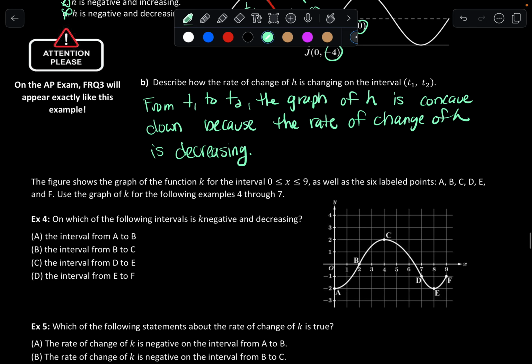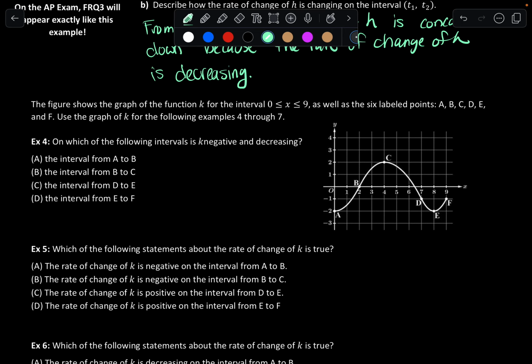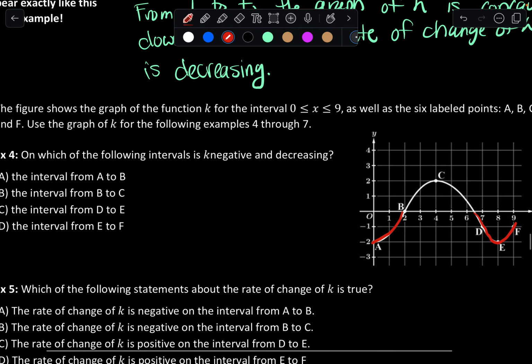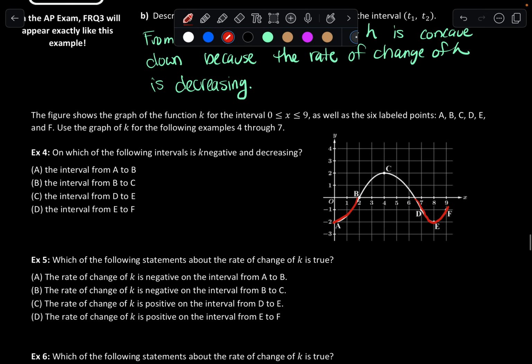The figure shows the graph of function k for the interval from 0 to 9, as well as 6 labeled points A through F. Use the graph of k for the following examples 4 through 7. All right, so example 4, on which of the following intervals is k negative and decreasing? So I'm only focused on what's happening below the x-axis, all right, because it says the outputs need to be negative. So if I check my choices, A to B is negative, B to C is not, so I can go ahead and X that out. D to E is negative, and so is E to F.